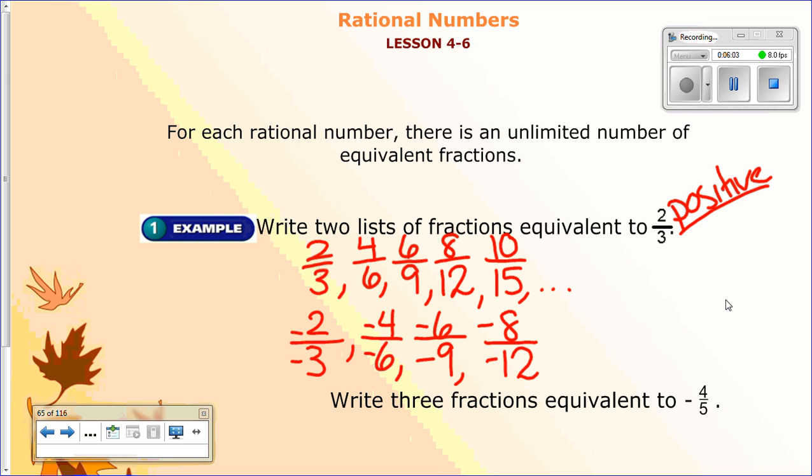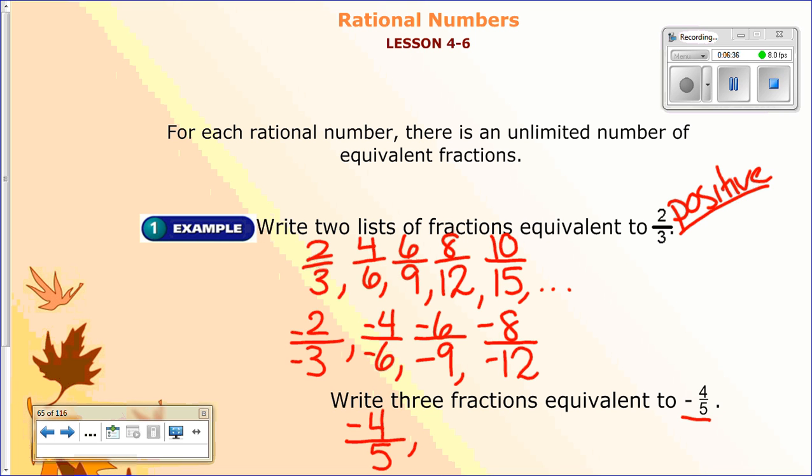And then finally, down at the bottom, write 3 fractions equivalent to -4/5. When I do ones that are negative, they can't ask us for 2 lists anymore, because it's no longer a positive fraction. We can only have 1 list. I like to assign that negative sign to the numerator, because when you talk about a negative number, that means only one of those is negative, not both. If both are negative, you end up with a positive number. So I assign that negative sign to the top, and now I just start figuring out an equivalent fraction.